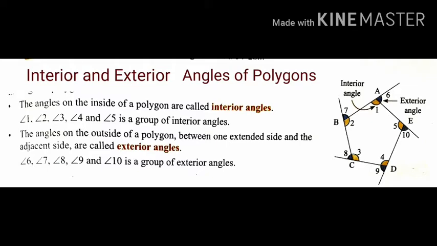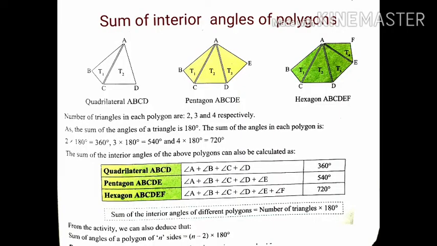But if you see 2 and 7, 1 and 6, 3 and 8, 4 and 9, 5 and 10, these show linear pair angles, which add up to exactly 180 degrees. That means if you add an interior and an exterior angle, together they give you 180 degrees.